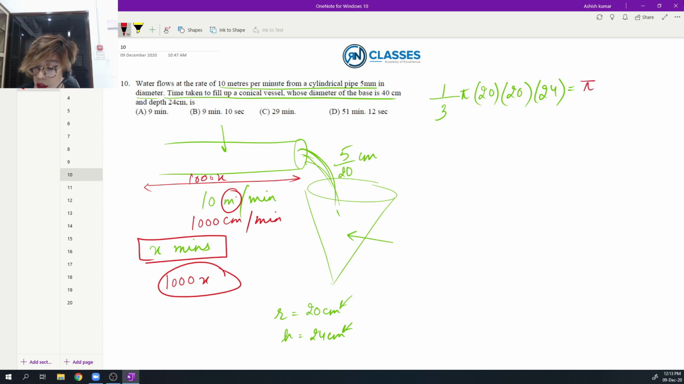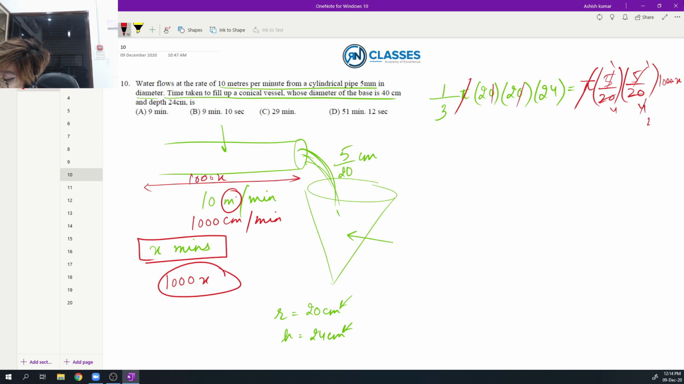Pi, r is what? 5 by 20, and r square, so obviously 5 by 20 into 5 by 20, into height, which is 1000x. So pi and pi get cancelled, so this is 4, this is 4, right? These two got cancelled with this. What else? So here 2, here 5. What else? So yeah, this is 8.